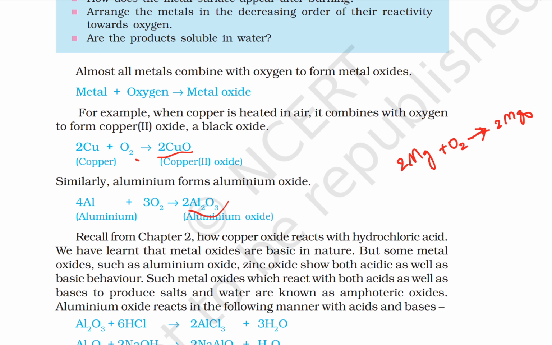As I explained, sodium, potassium and magnesium, these three are highly reactive metals in air. Coming to moderately reactive metals: aluminium, zinc, iron and copper are moderately reactive in air. What is moderately reactive? If a metal is highly reactive, it burns with a bright flame. Moderately reactive metals do not burn easily but form an oxide layer when heated.